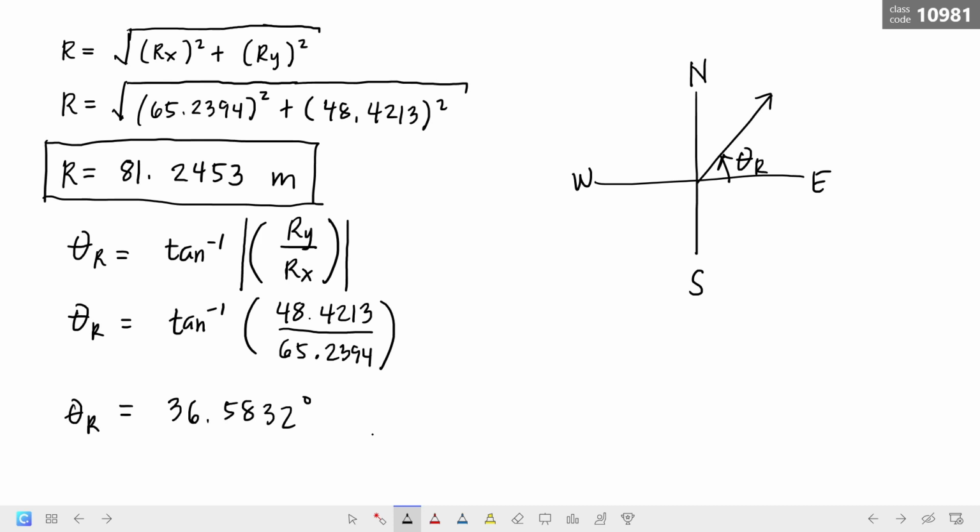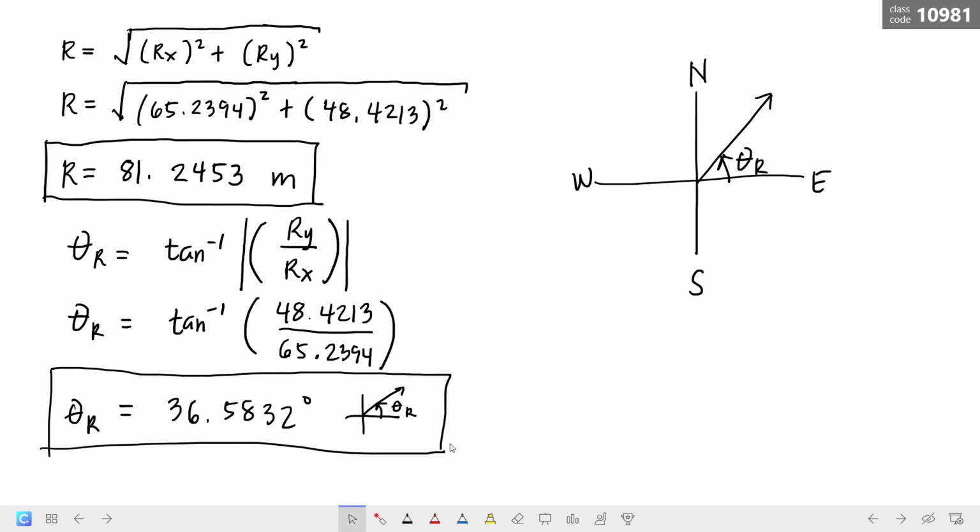Okay, to complete this, let's add the directional. This is our theta. Okay? We know that our resultant is in the first quadrant. Okay? That's how we do it using the component method.